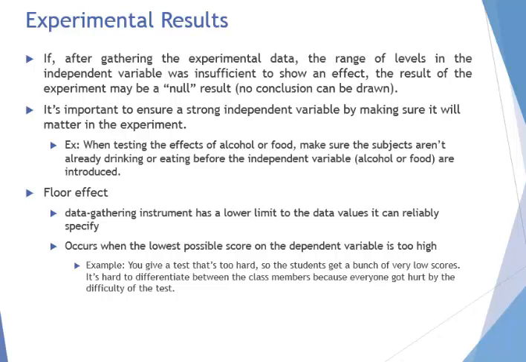Then a couple of other quick factors that I want to go into regarding experimental results. The first thing is a floor effect, and that is that the data gathering instrument has a lower limit to data values that it can reliably specify. And that is the idea that you're testing something in a manner that is going to make your results seem insignificant because there's too much of a variable on it. I mean, the only way I can really describe it is by giving an example.